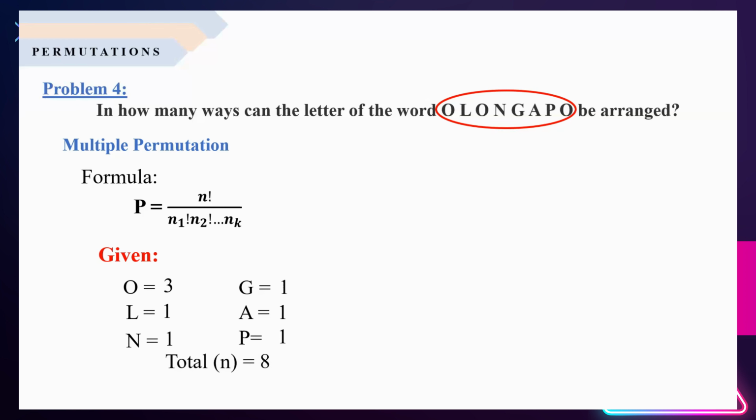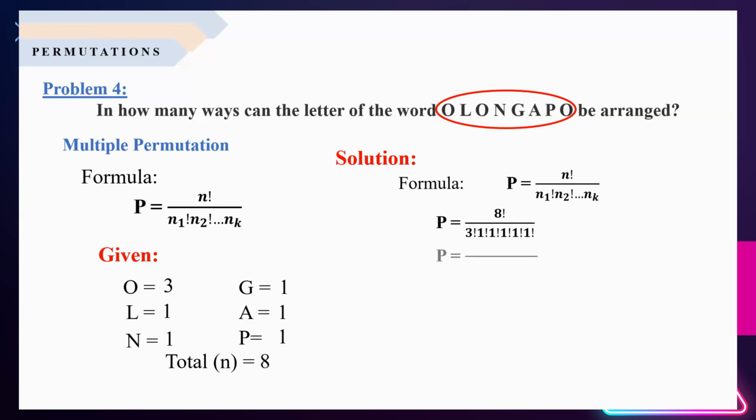So let us use this given sa ating formula ng multiple permutation. Substitute natin. So permutation is equal to ang ating n factorial, yung total, which is 8 factorial. Then, yung n sub 1 natin ay yung letter O, which is 3 factorial. N sub 2 natin ay yung letter L, which is 1 factorial. Ang ating n sub 3 ay N, which is 1 factorial also. Ang ating G na 1 factorial, ang A na 1 factorial, at ang letter P na 1 factorial.